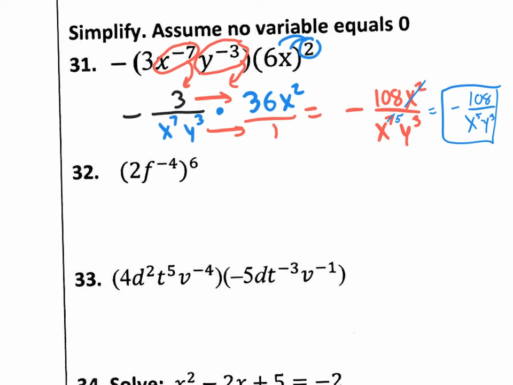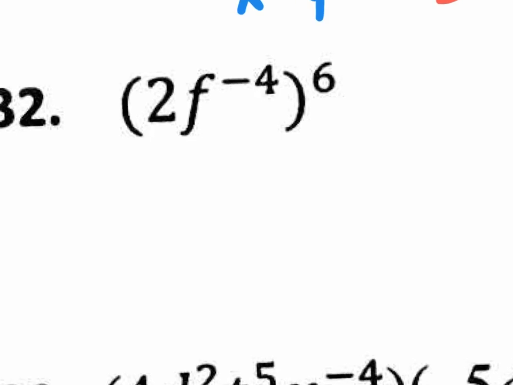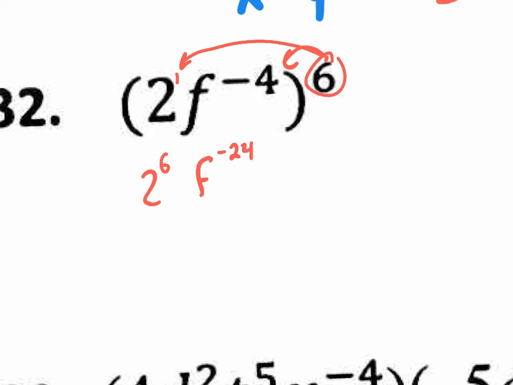Moving on, number 32. Number 32 is a little easier. All you're doing is distributing that 6 into each power. So it's not 2 times 6. There's an invisible 1 right there. It's really 6 times 1. That way you'll end up with 2 to the 6th. And then 6 times negative 4, you'll have f to the negative 24, power to a power. You multiply. And then after that, the negative exponents must move down to the other side.